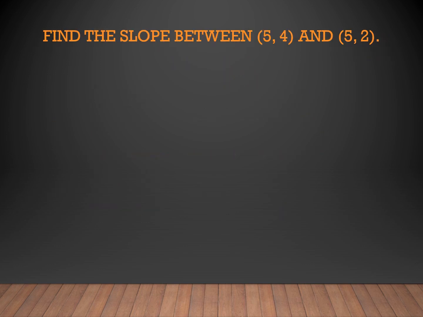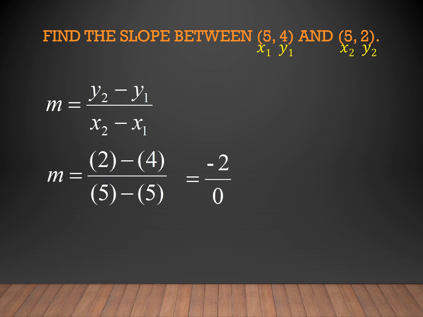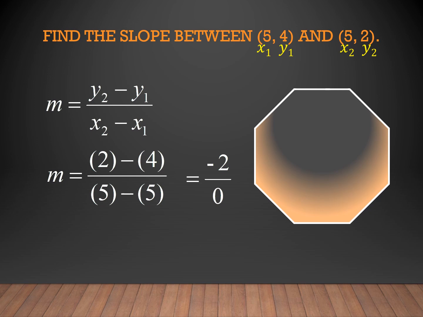Another example, we need to find the slope between these 2 points given. First of all, we're going to label x1, y1, x2, y2. And we're going to substitute this in the formula. Now the slope here is undefined.